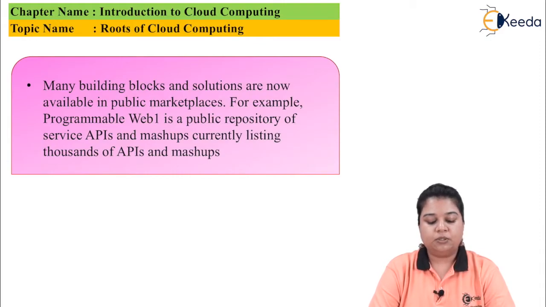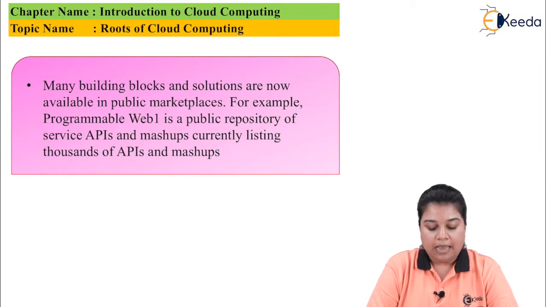Many building blocks and solutions are now available in public marketplaces. For example, Programmable Web is a public repository of service APIs and mashups, currently listing thousands of APIs and mashups.